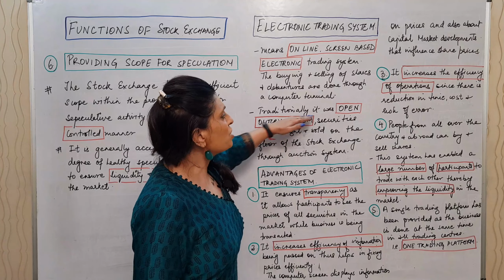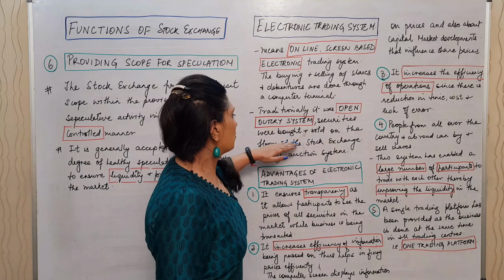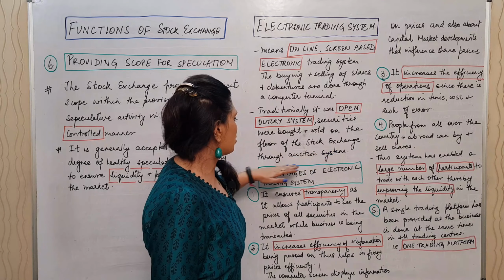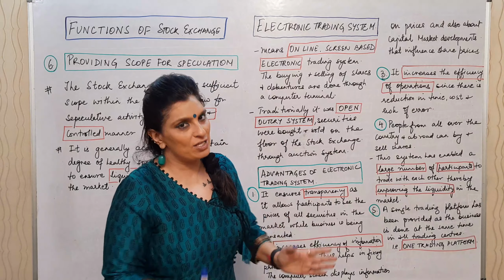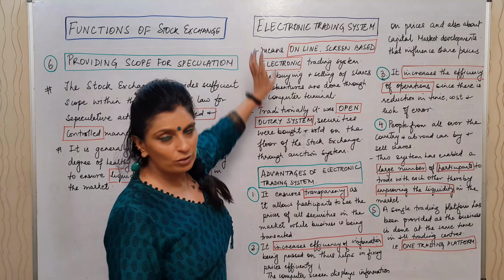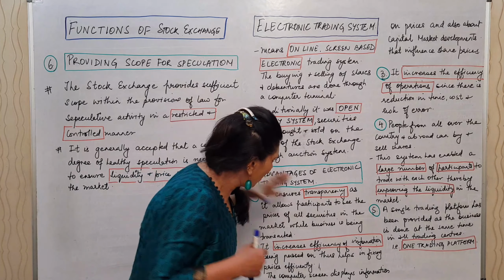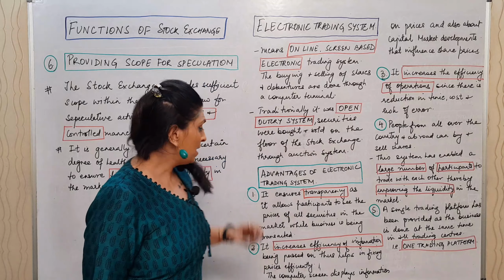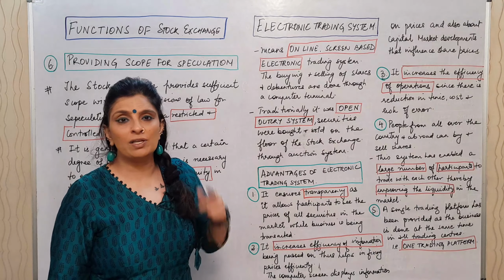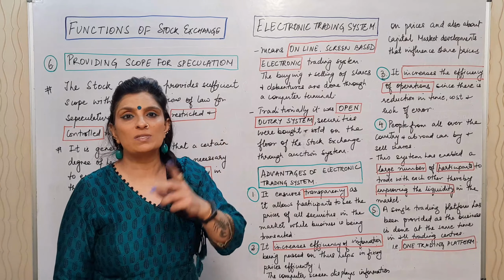Now, traditionally it was the open outcry system. Securities were bought and sold on the floor of the stock exchange through auction system. This got changed, like I told you, to online screen based trading system. Now, what are the advantages of an electronic trading system? Starting with the advantage, the first and foremost advantage was transparency.